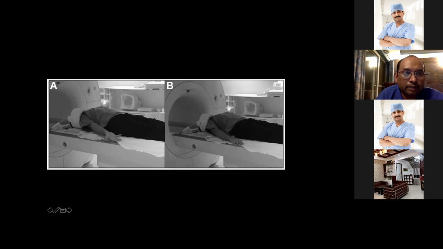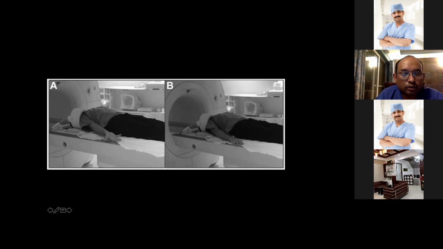So in image A, seen on the left side, you can see there is external rotation at the glenohumeral joint as the palm is raised up. This is an actual correct position of examining a shoulder in an MRI. What we are seeing here is a dedicated shoulder coil.